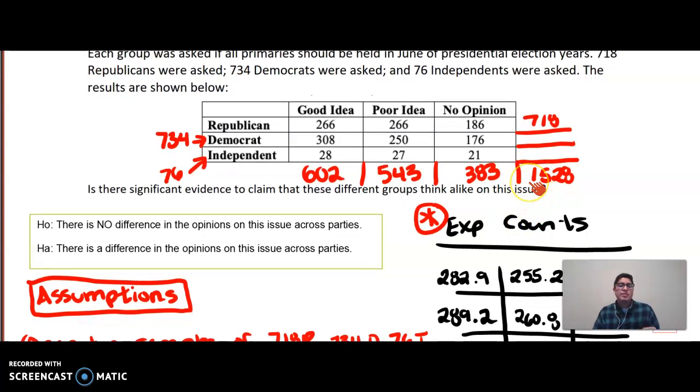So here, I'm going to use my null, which is that there's no difference in the opinions across the parties. Regardless of whichever party you're in, everyone thinks the same on this opinion. However, we all know that's not true. So my alternative hypothesis here is that there is a difference in the opinions on this issue across the parties.